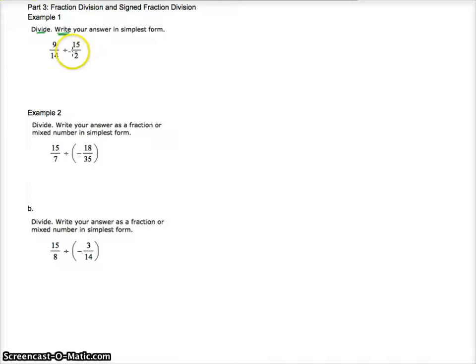So when I go to divide this, I can't actually divide fractions. It doesn't work. What we end up doing is what's called keep, change, flip. So I'm going to rewrite this. 9 over 14 is what I keep. I'm going to change to multiplication. I'm going to flip the 15 and the 2.